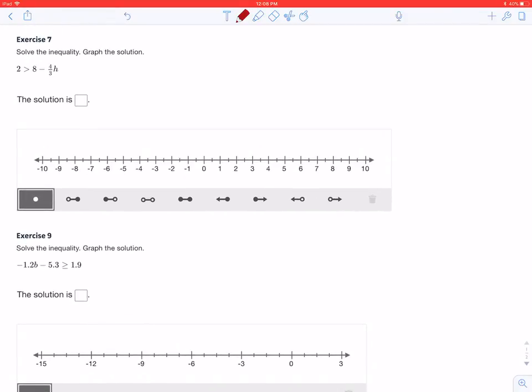Exercise 7 is another example. Now this one is one that I know a lot of people are going to get stuck on, not because you don't have the skills to do it, but just because it looks different. And anytime something looks different, it's a little confusing. So I've got 2 is greater than 8 minus 4/3 h.